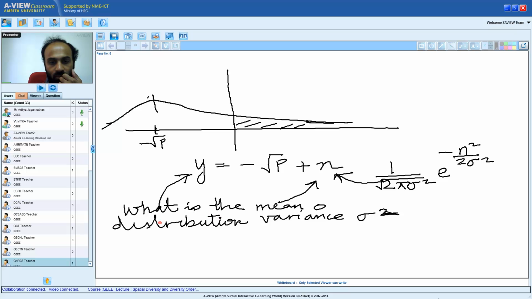Can you repeat that please? The distribution of y. Can you describe it without giving me the mathematical expression? How will you get the distribution of y? N has to be shifted to minus square root of p. Can you speak louder, please? I cannot hear you.